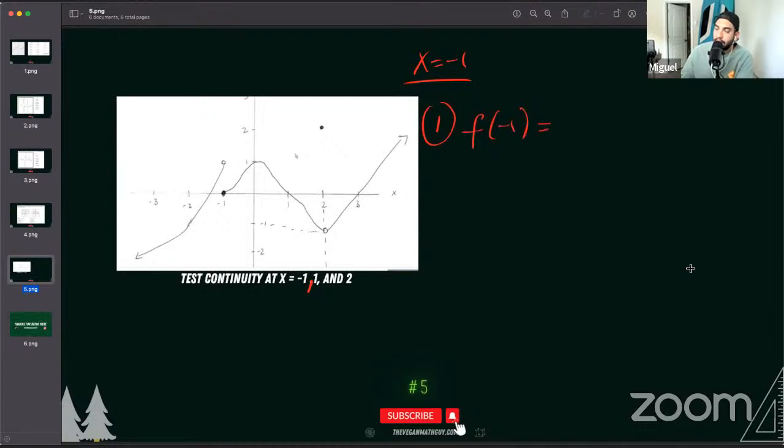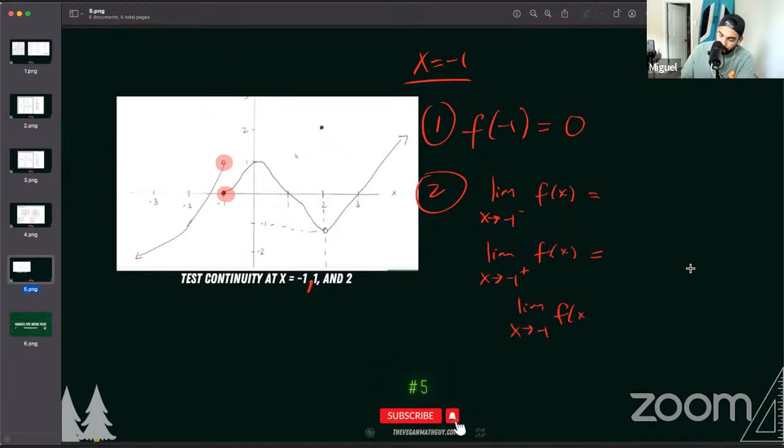Okay, so let's look at our graph. F of -1, we are looking at these 2 points, and we're going to choose the one that has the closed circle. So in this case, it's going to be 0. Okay. And now step 2 is to find the limit as x approaches -1 from the left, and find the limit as x approaches -1 from the right. So technically what that means is we're trying to find what is the actual limit as x approaches -1 of f of x.